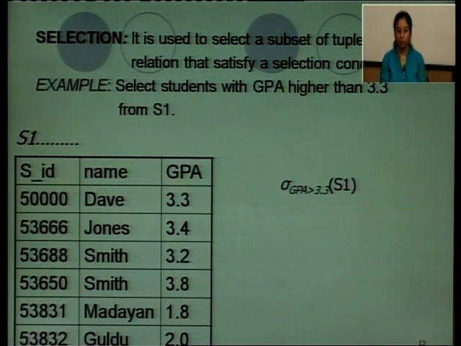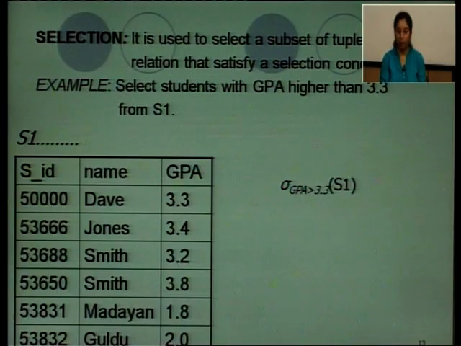This is the operation which shows the selection operation. You can see in this slide. Selection is used to select a subset of tuples from a relation that satisfy a condition, that is known as a selection condition. Example: select students with the GPA higher than this from S1.